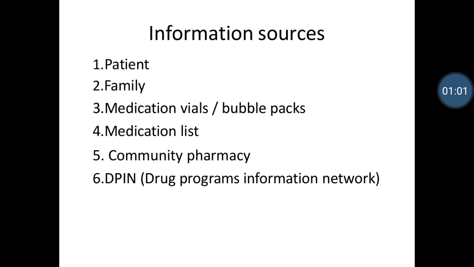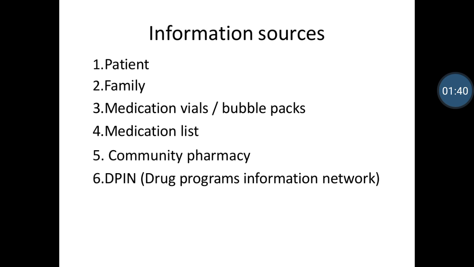Then medication vials or bubble packs, which type of medication is taken in terms of vials or bubble packs. Then what is the medication list, how many medications have been taken by the patient, 1, 2, 3, 4, 5, 6. If the medications increase, there is a chance of increased drug interactions. If 5 drugs are taken, there is a 70% chance of drug interaction. If 7 or more medications are taken, there is a chance of more than 90% of drug interactions. That was already studied in the previous chapter, drug interactions.